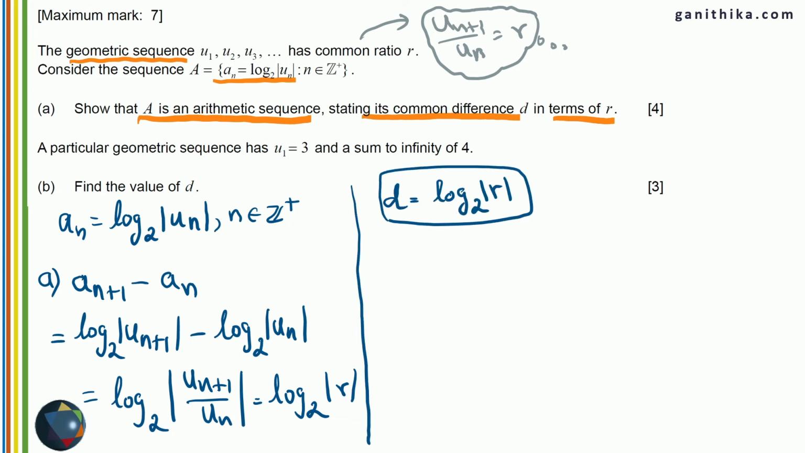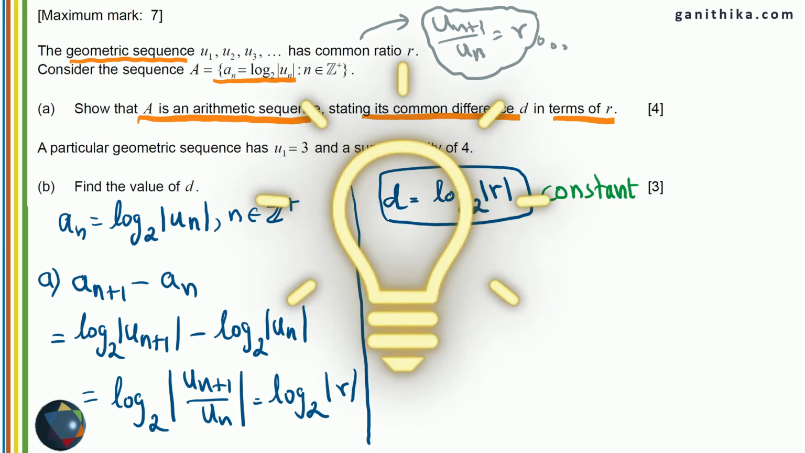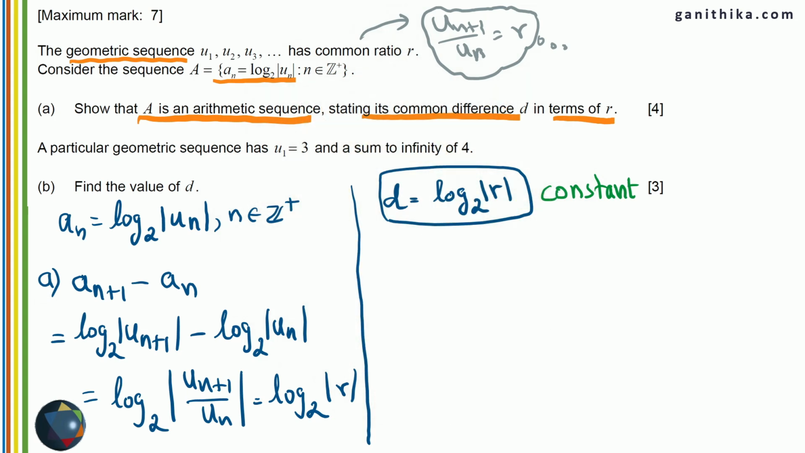So we have completed the first question, writing the common difference in terms of r. But have we shown that this is an arithmetic sequence? We have not shown that. We will show this is an arithmetic sequence when we write that this is a constant, therefore this is an arithmetic sequence. So the word constant is important here. Since this value is a constant, it is an arithmetic sequence, and that value is logarithm of modulus r to the base 2. So this is where you should stop for the first question.